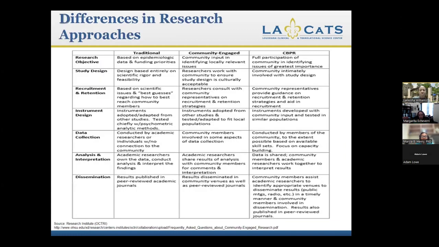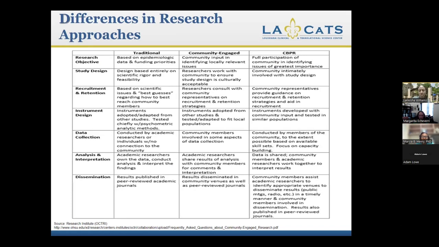I definitely want to give you an overview of the differences in those research approaches. Like I mentioned, you may have heard community engaged, you may have heard community-based participatory research, but there are some differences between those two, in addition to the traditional research approaches.